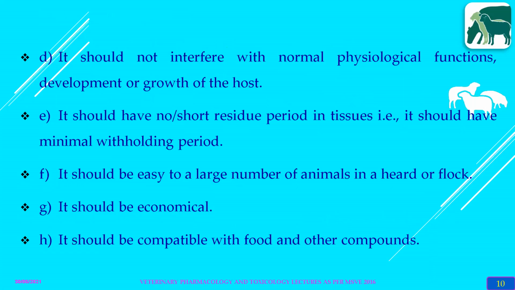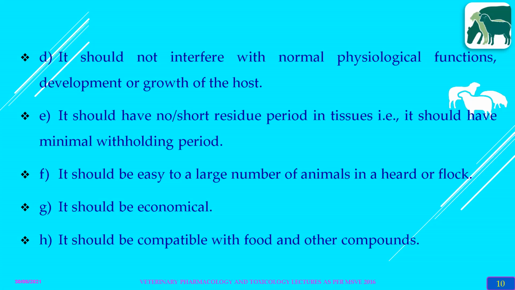And it should have no or a short residue period in tissues, and it should have a minimal withholding period. For example, if you treat an animal with ivermectin, it will stay in the body of the animal for a minimum of 15 days. So it has a very long withdrawal period. Also, ivermectin is secreted in a little quantity in milk, and that's why it cannot be a very ideal anthelmintic.